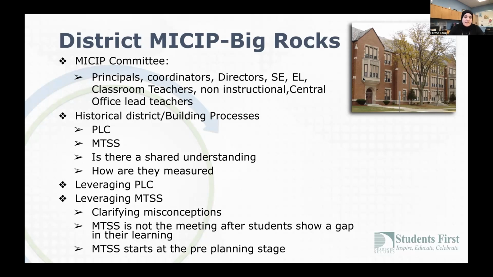Is there a shared understanding amongst teaching staff, who are the most important and impactful individuals that stand in front of students? How are these measured? Are we measuring integrity of implementation? We talk about tier 1 strong instruction. Do people understand that this really falls under MTSS and it is the main building block of an effective MTSS process? PLC, the 4 questions. Do people understand that MTSS and PLC are braided? And how do we leverage that as part of the MICIP process to make sure that we have continuous improvement?